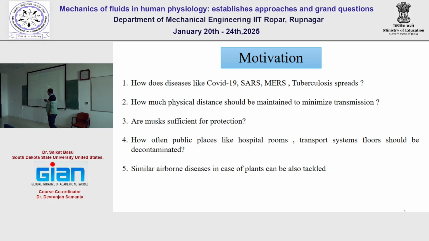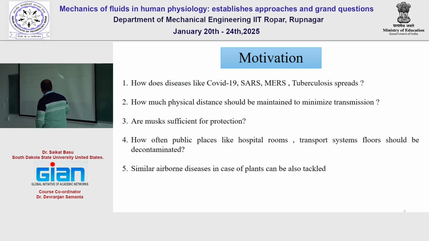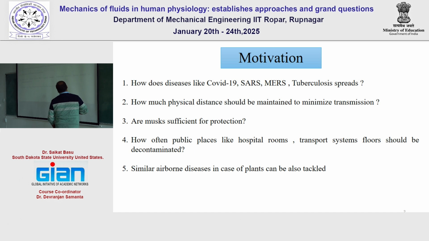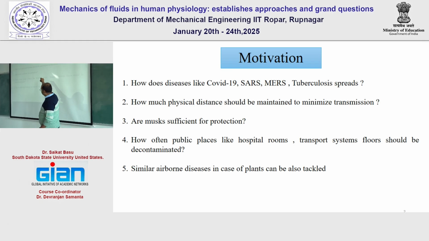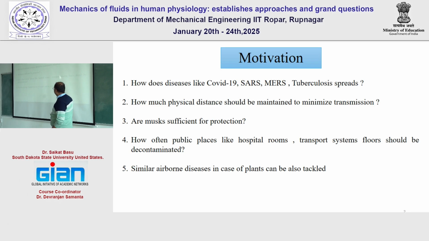Before that, the motivation, as you all know, is that we all encountered COVID-19, which was a highly communicable disease. Before that, also many times in East Asia. So this is severe acute respiratory syndrome, right? SARS-CoV. MERS is the Middle East respiratory syndrome. Then tuberculosis. All these are airborne diseases.